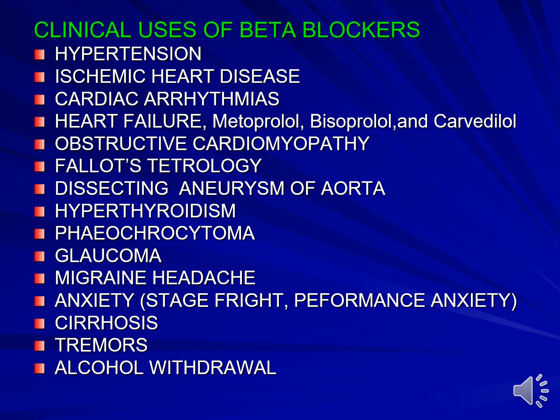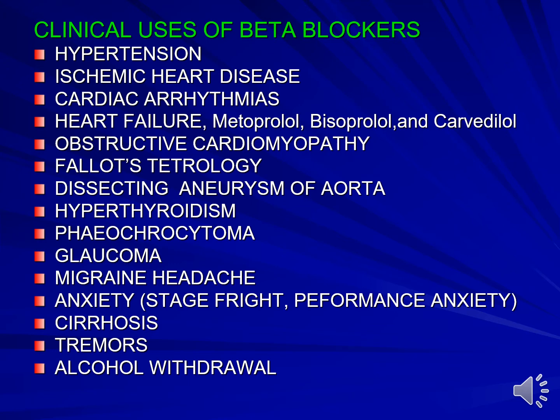Then in case of obstructive cardiomyopathy, beta blockers are useful because they decrease the heart rate. So in obstructive cardiomyopathy they are going to increase the cardiac output, they are going to increase the perfusion of the myocardium, so they can be used. Likewise in Fallot's tetralogy, beta blockers are useful to decrease the symptoms of Fallot's tetralogy.